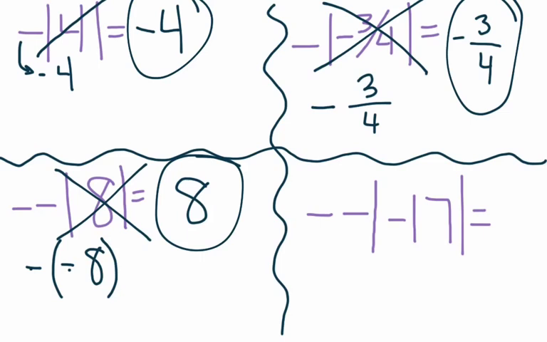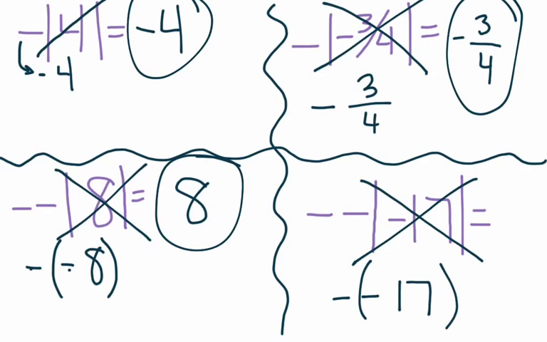Last one. What is the negative, negative absolute value of negative 17? That was a lot of negatives. All right, let's start with our absolute value first. What is the absolute value of negative 17? Well, it's 17. And then we've got two negatives on the outside, so they come down. Put the parentheses if you want. What is negative, negative 17, or what is the opposite of negative 17? Well, the opposite of negative 17 is positive 17.